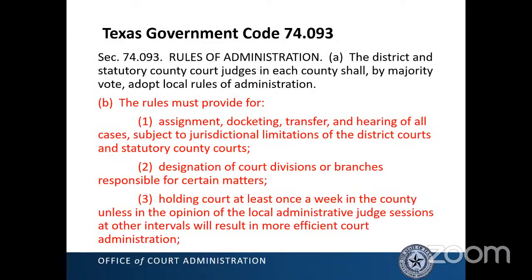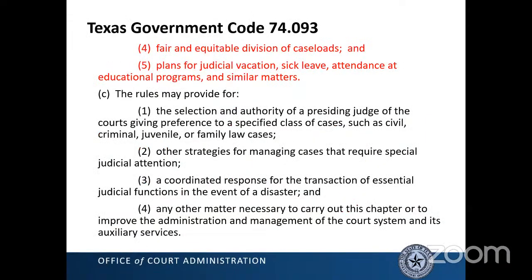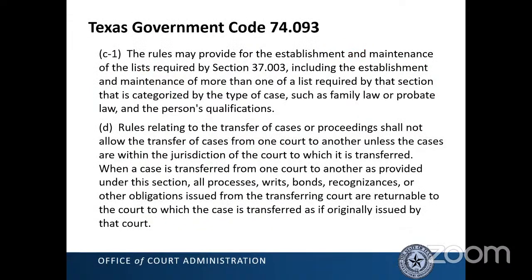So you'll find in Texas Government Code 74.093 the requirements that need to be included in local rules. If your court doesn't currently have local rules, this is where you would go to find the elements that need to be included in those rules. I'm not going to read through all of these, but that is the code that you would need to look at. And we're going to go through the next slides as far as 74.093 of the Government Code.